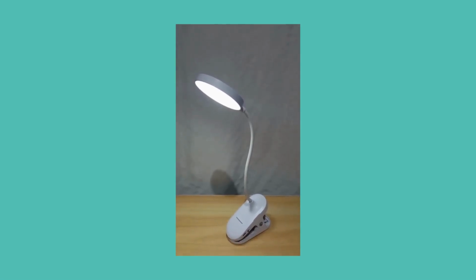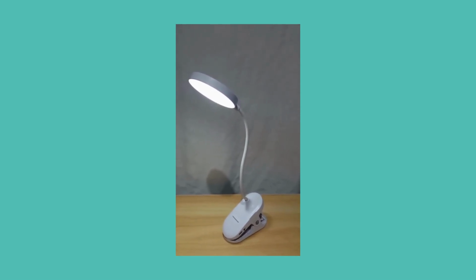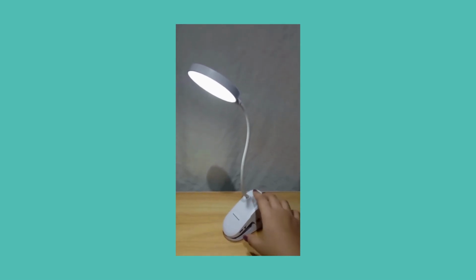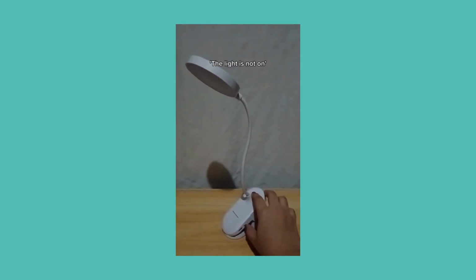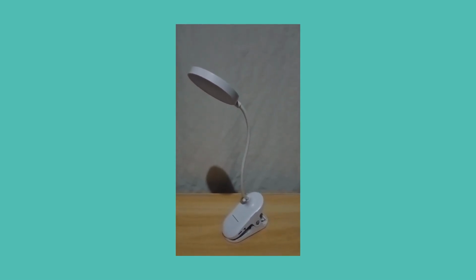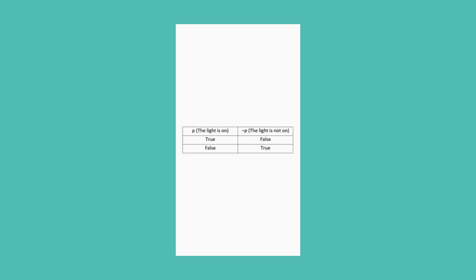Let's talk about negation logic, also known as the word NOT. Negation simply flips the truth of a statement. For example, here's my statement: the light is on. Now, if we apply negation, we get the light is not on. That's it, we just reverse the meaning. In logic, this isn't just words, it's about truth values.